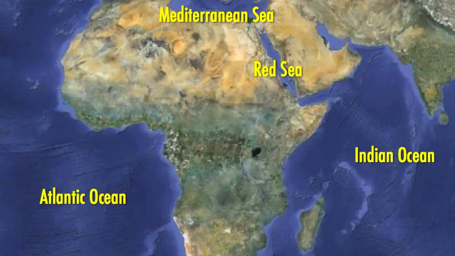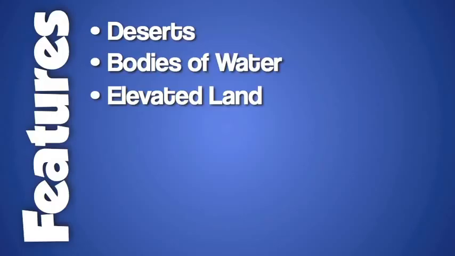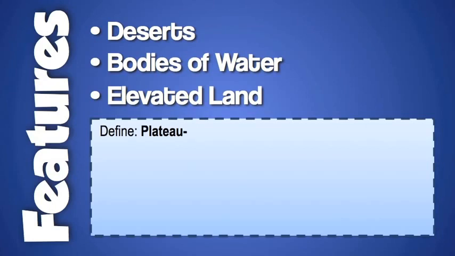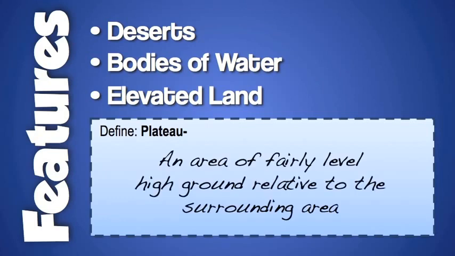Then there's elevated land. Now, the first thing that we need to address here is that Africa is a plateau. What is a plateau? That's an area of fairly level high ground relative to the surrounding area. And we're saying that all of Africa is a plateau, meaning that Africa itself is elevated land.